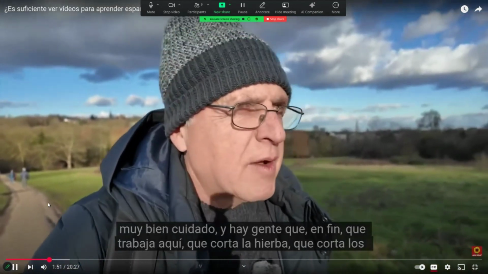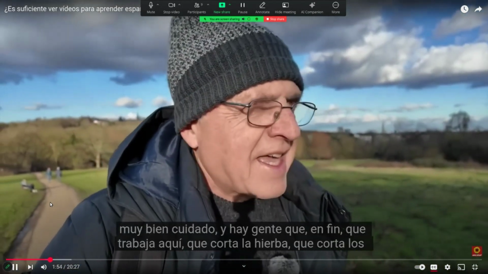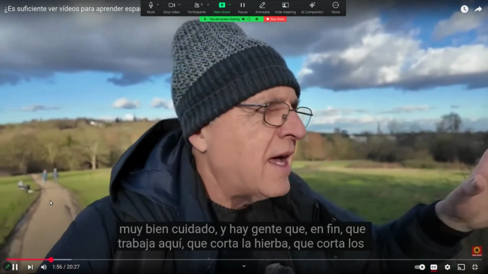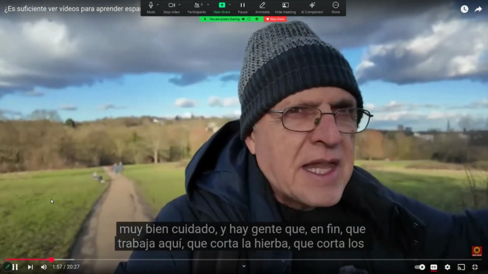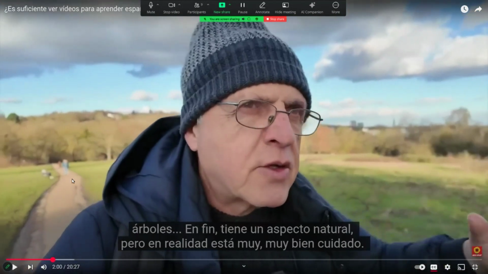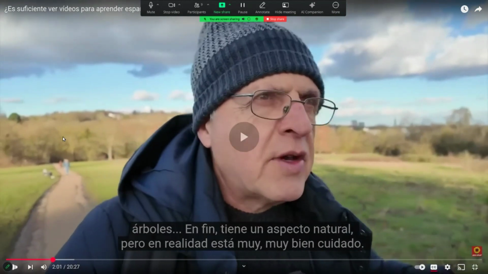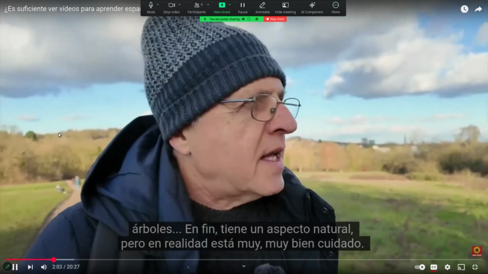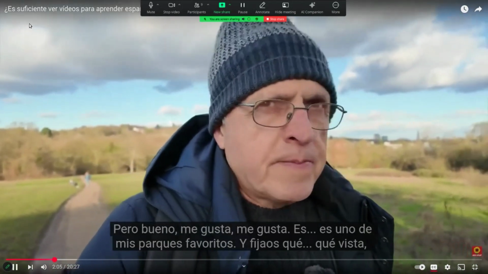Está muy bien cuidado. It's very well cared for. Y hay gente que, en fin, que trabaja aquí, que corta la hierba, que corta los árboles. There are people who work here, who cut the grass, who cut the trees. Tiene un aspecto natural. It has a natural look to it. It's well cared for, but it looks natural. Pero en realidad está muy bien cuidado. In reality, it's very well taken care of.